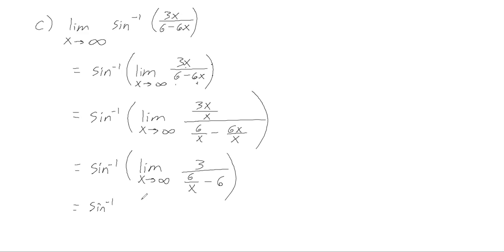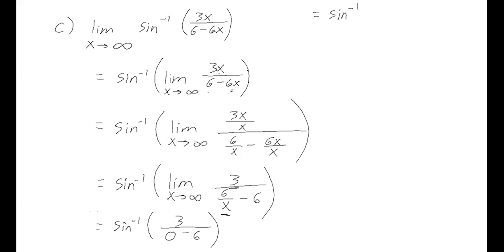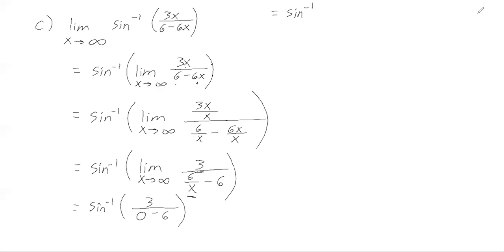So that's the inverse sine of, what is this limit now? Top's going to stay 3. This part goes to 0, minus 6. So what does that give me? That gives me the inverse sine of 3 over negative 6. Or could I say that's the inverse sine of negative 1/2?